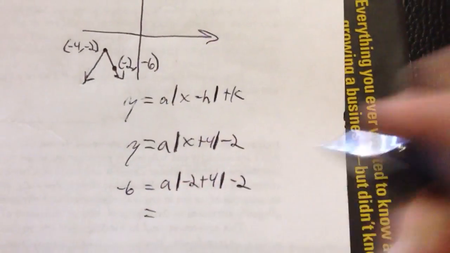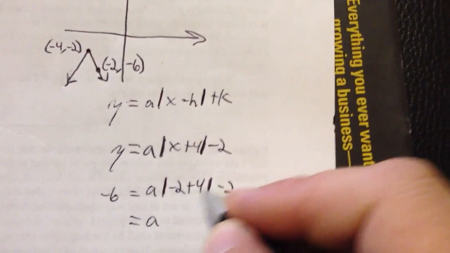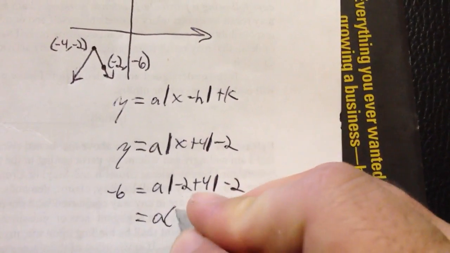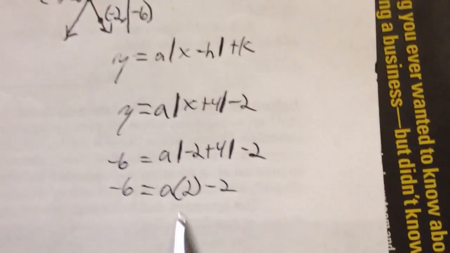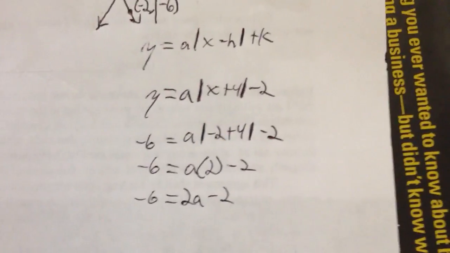So the opposite, negative 2 plus 4 here is positive 2. The absolute value makes that 2. Be careful there, like I told you in class, make sure that you multiply this 2 times this a, so it's 2a minus 2 equals negative 6.